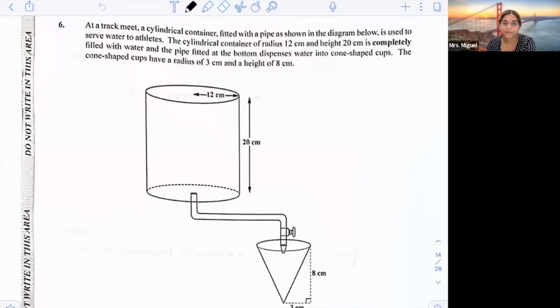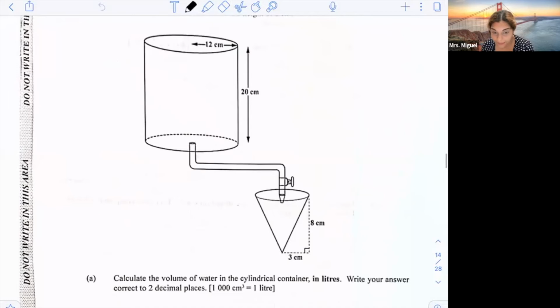The pipe fitted at the bottom dispenses water into cone-shaped cups. So it's just like a snow cone, right? Like a snow cone cup. The cone-shaped cups have a radius and a height of 8 centimeters. Calculate the volume of water in the cylindrical container in liters. Write your answer correct to 2 decimal places.